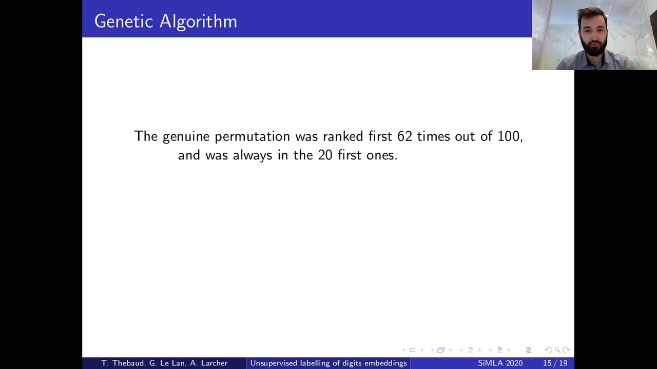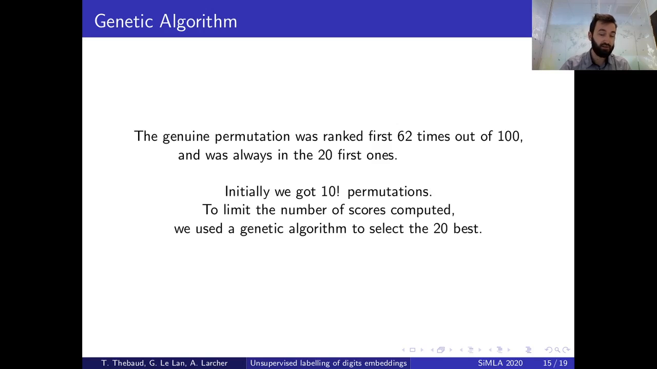So, to gain a bit of time, we use a genetic algorithm. By experimentation, we found out that the genuine permutation, the best permutation, was always in the 21st ranked permutation according to our log likelihood score. So we use a genetic algorithm to select the 20 best permutations in that 10 factorial permutation space.